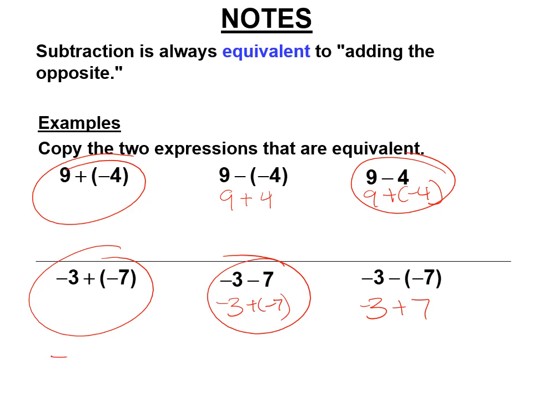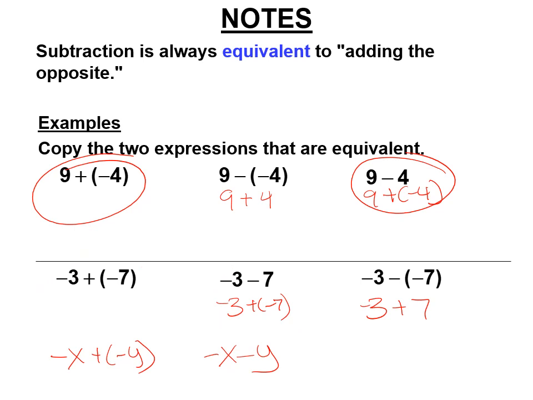And so if you have negative x plus negative y, I just put letters there, that will have the same answer as negative x minus y. Similarly, up at the top, x plus the opposite of y will have the same answer as x minus y for all values of x and y.